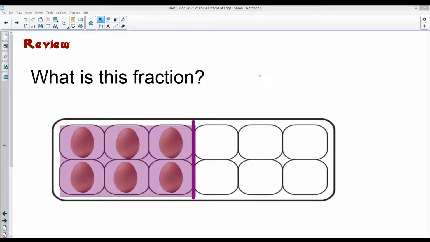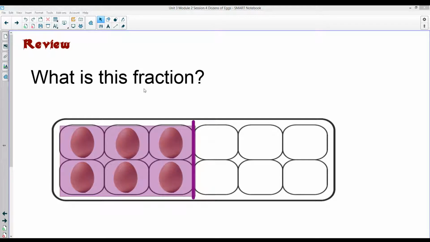All right, we're going to just start off with a little review here. So, what is this fraction of the whole egg carton? Not how many eggs are in there, but what if we divided this into two parts? What fraction does this represent?